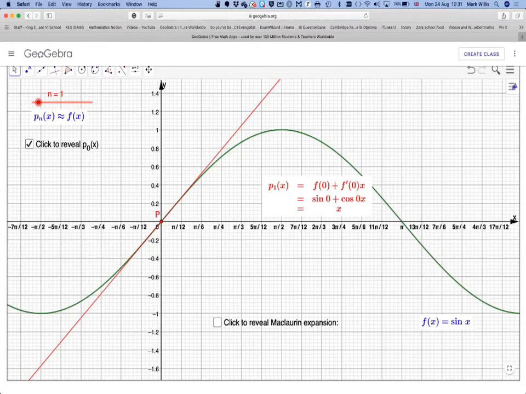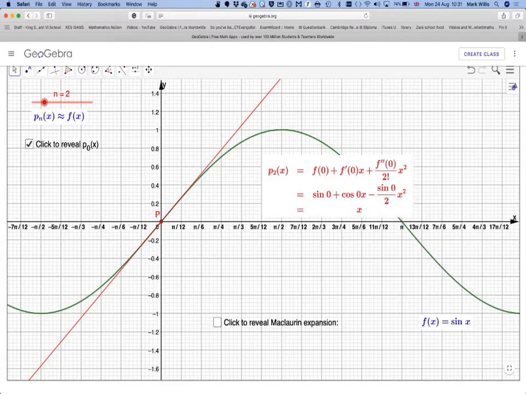If we take the next term, we notice that this has not changed. The reason why it's not changed is because if we take the second derivative of sine, so differentiate sine, you get cos, differentiate cos again, you get minus sine. So this becomes minus sine 0 over 2 times x squared, and sine 0 is 0, so again we just ended up with x, so that's a 0 term, so that won't count.